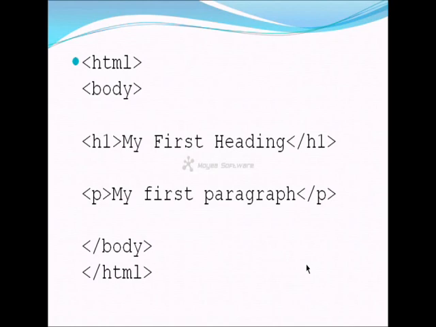So this is an example of HTML code. The text between the HTML tags describes the web page. The text between the body tags is the visible page content, and the text here is displayed as a heading, and this is displayed as a paragraph.